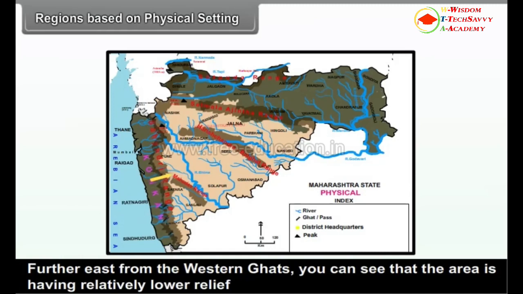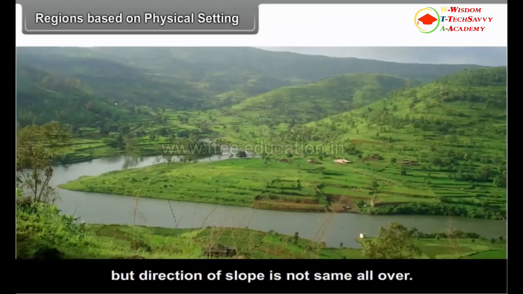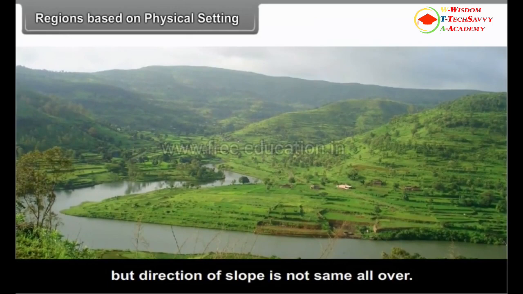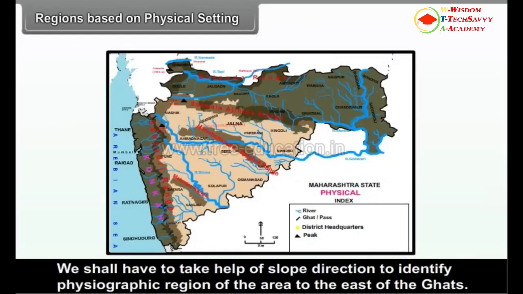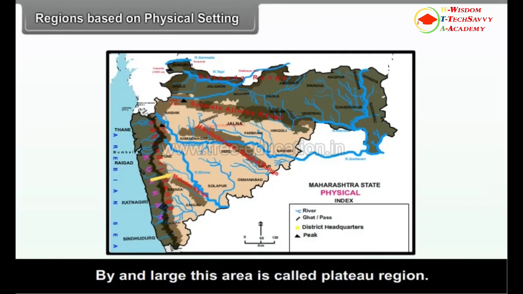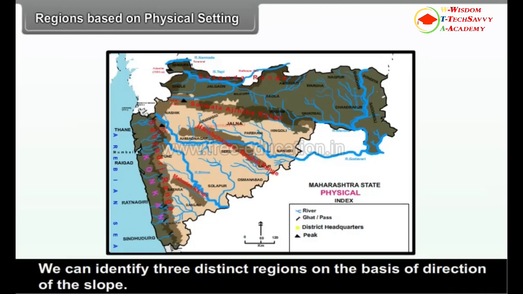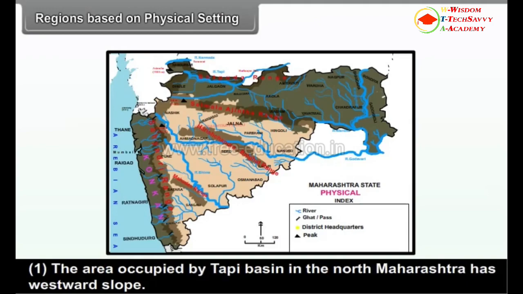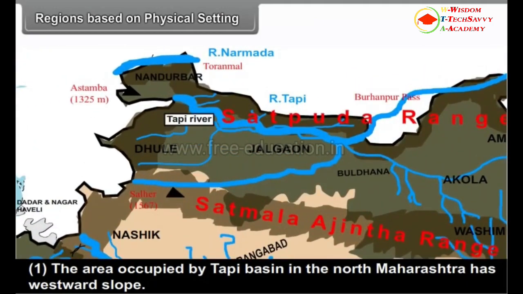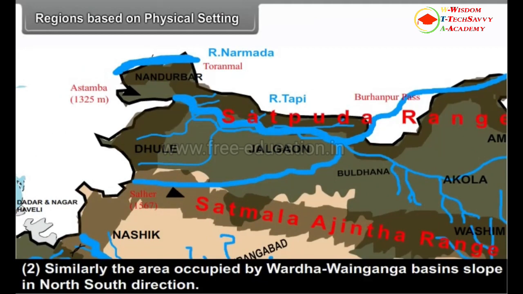Further east from the Western Ghats, you can see that the area has relatively lower relief, but the direction of slope is not the same all over. We shall have to take the help of slope direction to identify physiographic regions of the area to the east of the Ghats. By and large, this area is called the plateau region. We can identify three distinct regions on the basis of direction of the slope. Number 1. The area occupied by the Tapi Basin in North Maharashtra has a westward slope. Number 2.